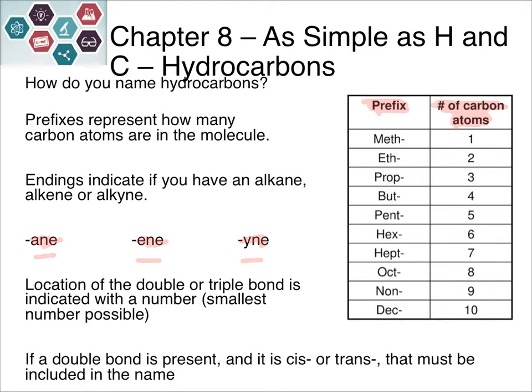If you do have an alkene or alkyne, you will have to say the location using a number. And the key here is that it's always the smallest number possible. So you're going to have two directions you can number your carbon chain. You're always going to choose the one that puts the double or triple bond on the smallest number. Then for double bonds, you're also going to have to indicate if it's cis or trans. So that's something else to keep in mind.